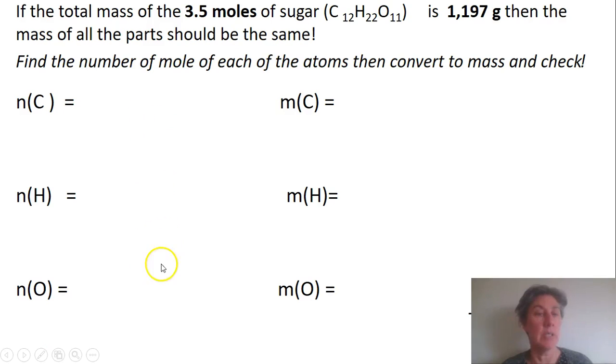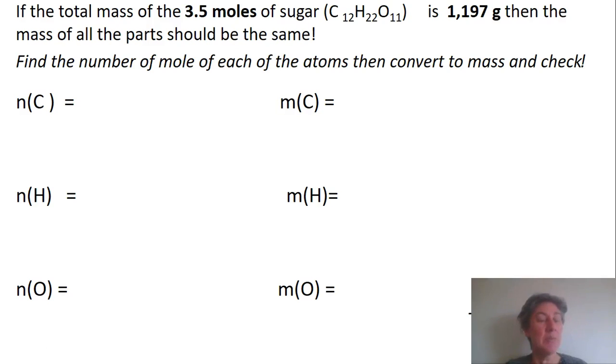Alright, so obviously we're going from the number of moles of the whole thing to the number of moles of the part first. So we're doing a ratio here first. Once we've got the number of moles of carbon, then we can use that number of moles in this formula to work out the mass. So it's a two-step problem. Two steps, and then you add all these together to get 1,197.